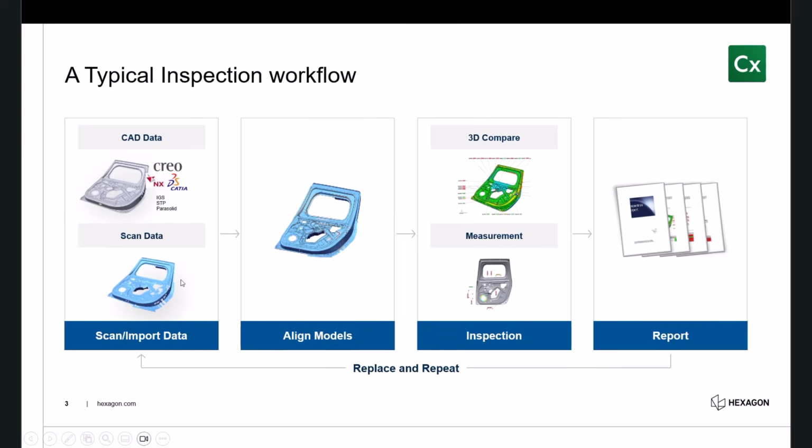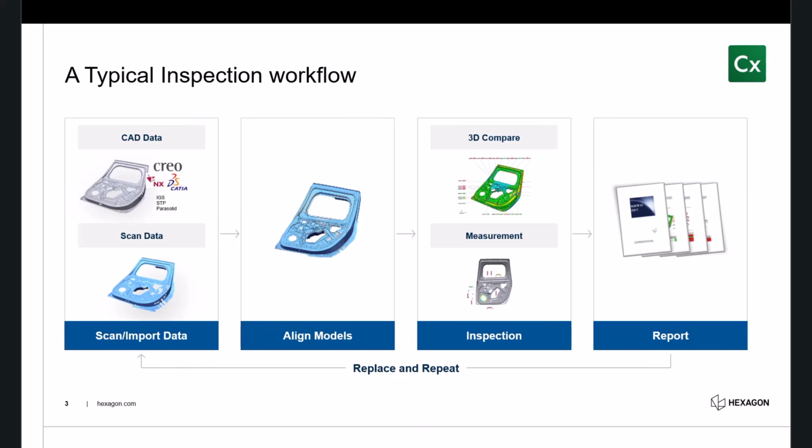So here is a typical inspection workflow. This is the workflow we've been covering for a few weeks now. You start with CAD data, which is going to be called reference data. This can be native from CAD, or it can be a STEP and IGES, something neutral. We then import or scan data directly into Control X, because we support a bunch of scanners as well. This can be an STL, OBJ, it can even be a point cloud if you'd like it to be.